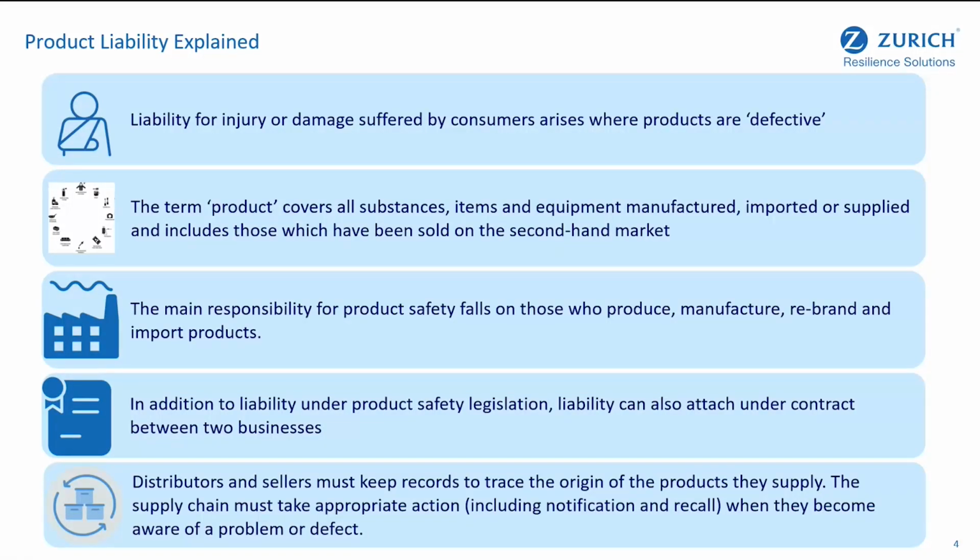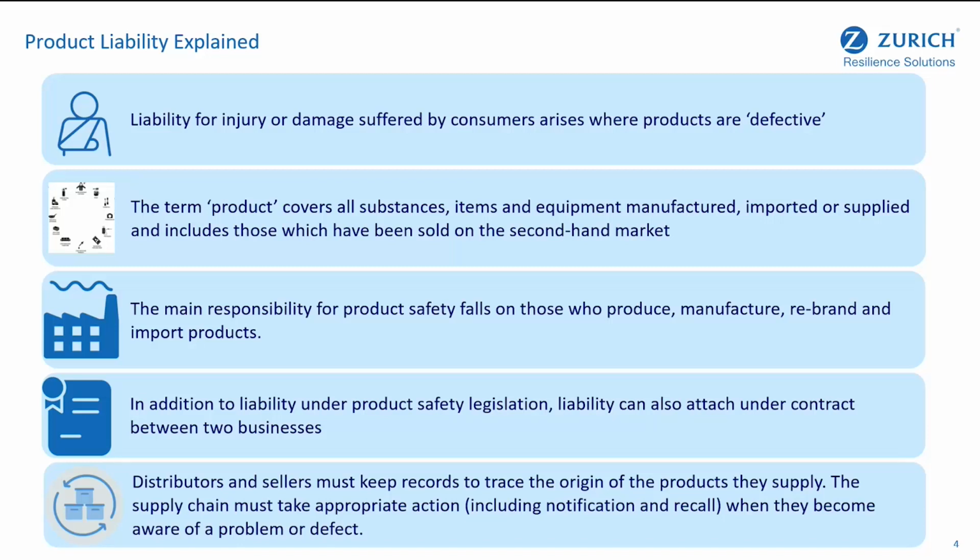So as we delve into the topic of product liability, and just to explain it a little bit further, the liability in itself is for injury or damage suffered by consumers, and it arises from where a product is defective. So for example, the products are manufactured or supplied to a standard of safety that people would generally be entitled to expect. And if that product in itself fails and causes some form of injury or damage, then there's a liability risk there. The term product itself covers all substances, items and equipment manufactured, whether imported or supplied, and includes those which have been sold on the secondhand market, believe it or not.